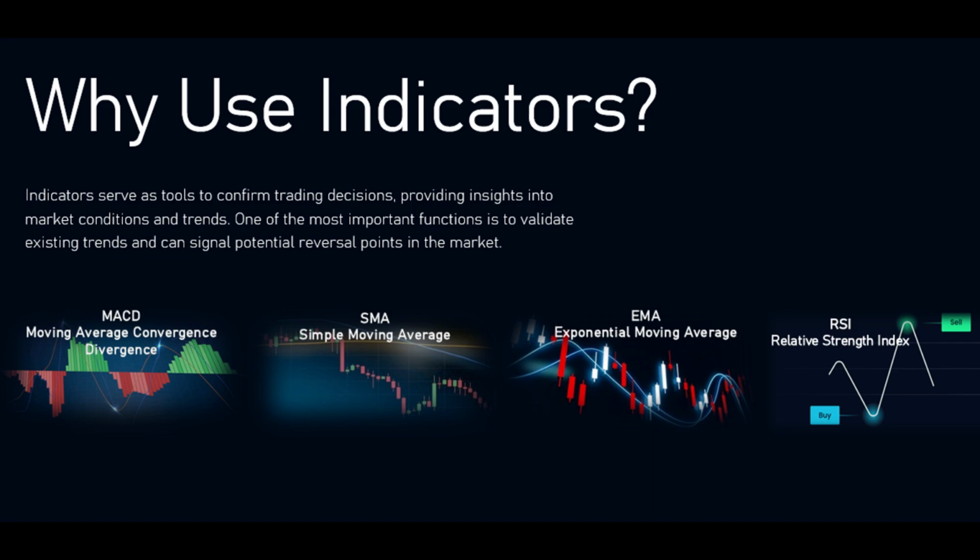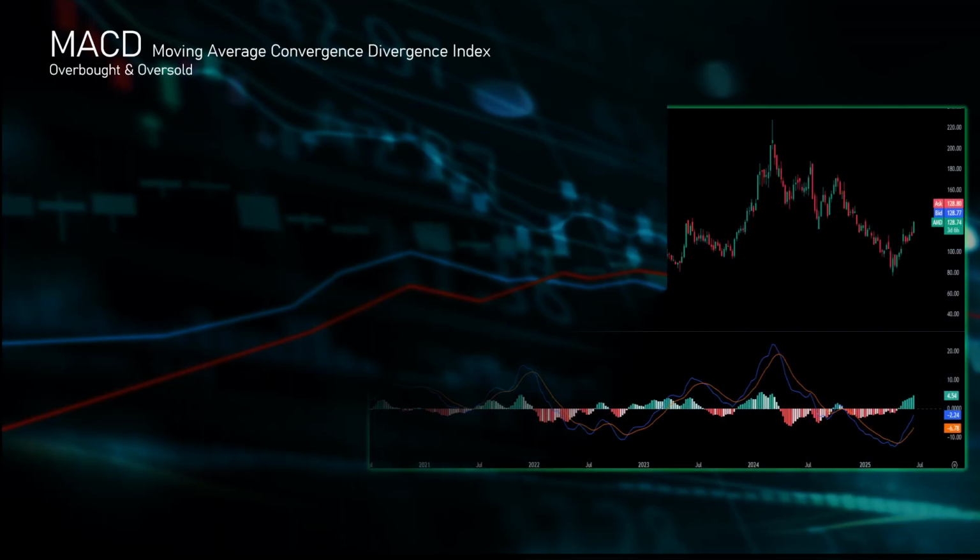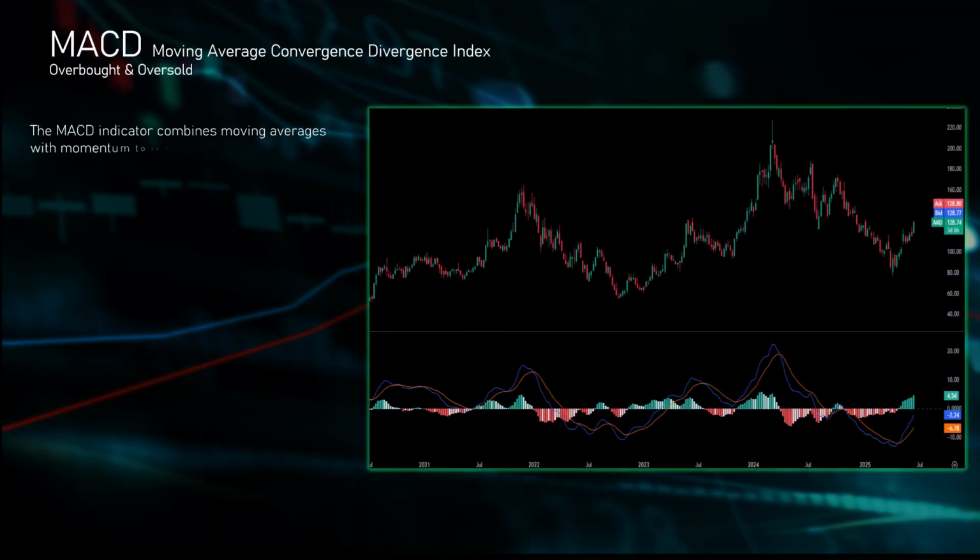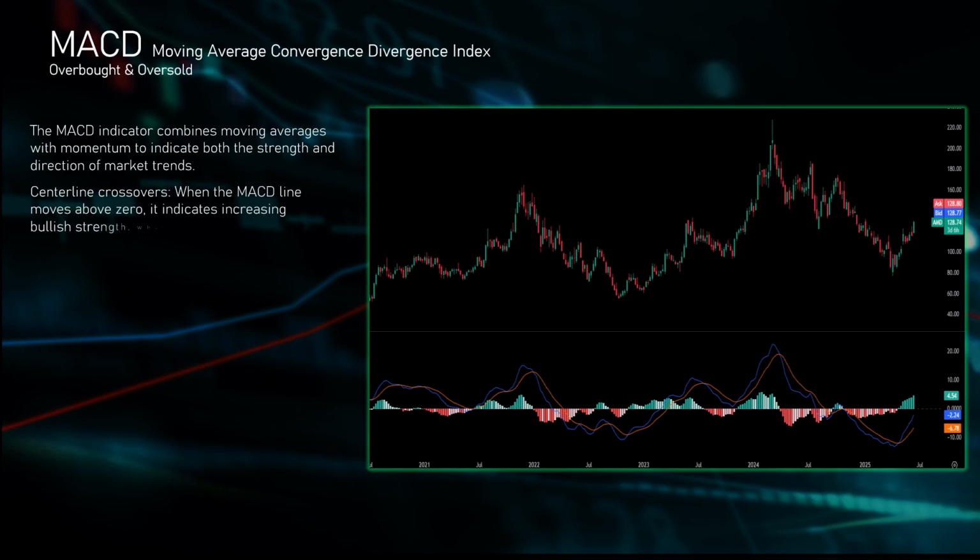Indicators serve as tools to confirm trading decisions, providing insights into market conditions and trends. They are best used to validate trends and identify potential reversal points. One of the most widely used indicators is the Moving Average Convergence Divergence, or MACD. The MACD combines moving averages with momentum to indicate both the strength and direction of market trends.